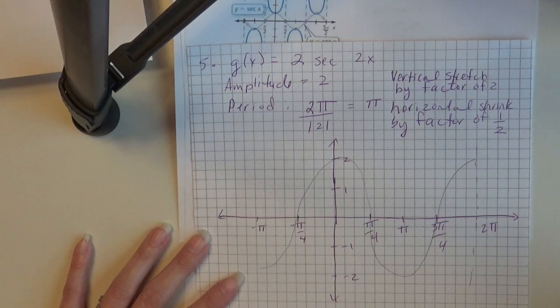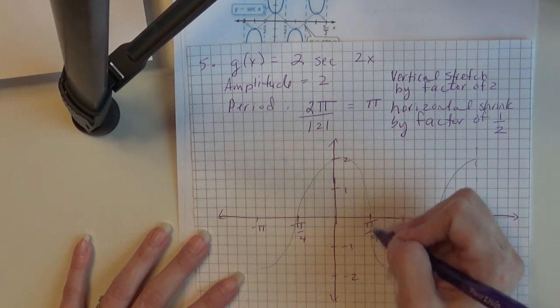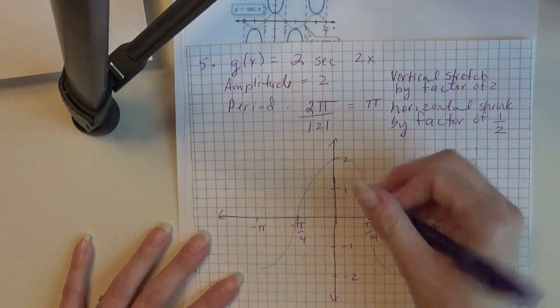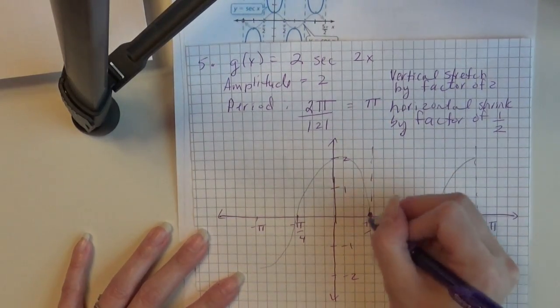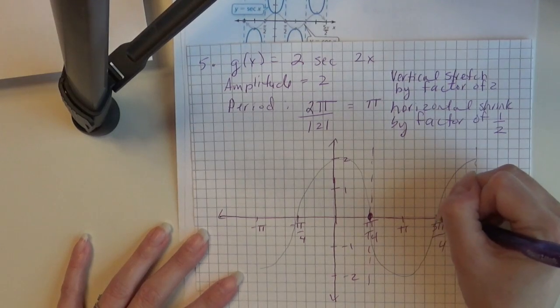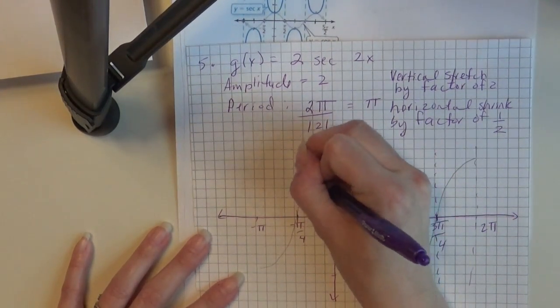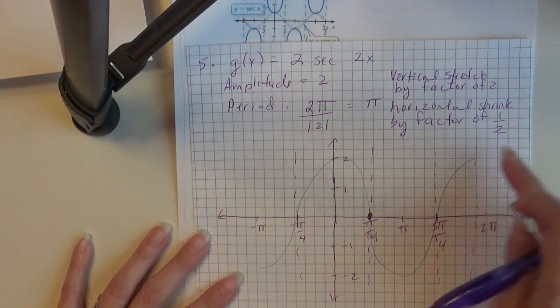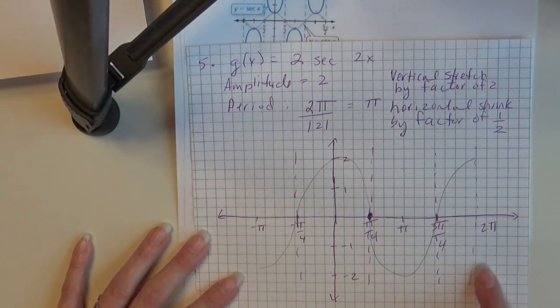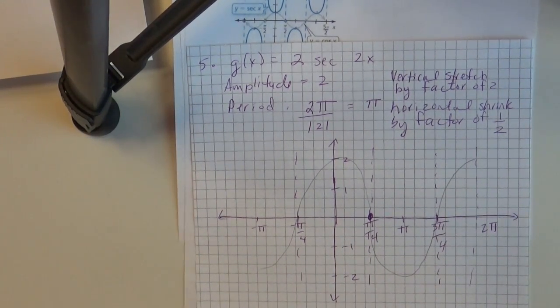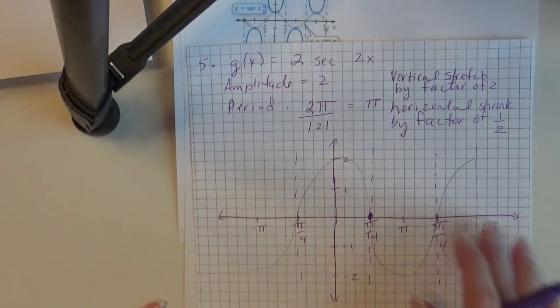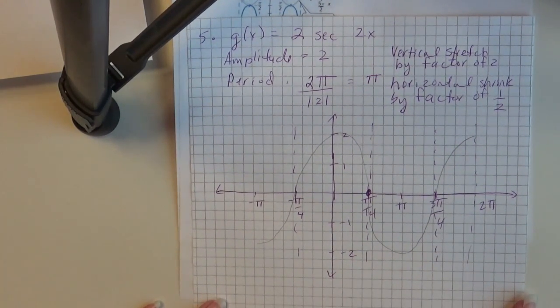Every place that cosine touches the x-axis creates a vertical asymptote for secant. So all of these x-intercepts become vertical asymptotes. And I should not have drawn this one in over here because that was for the cosine function. It does not necessarily apply to the secant graph. Okay, but then once you've got all this information in, it's easy to draw the graph that you need.